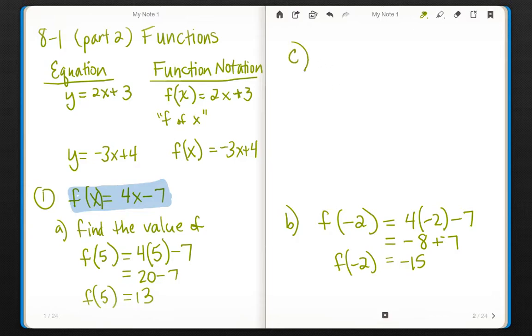All right, you try. Find f of -4. Evaluate. It said find the value of the function if x is equal to -4. So I'll wait a second here while you try it.